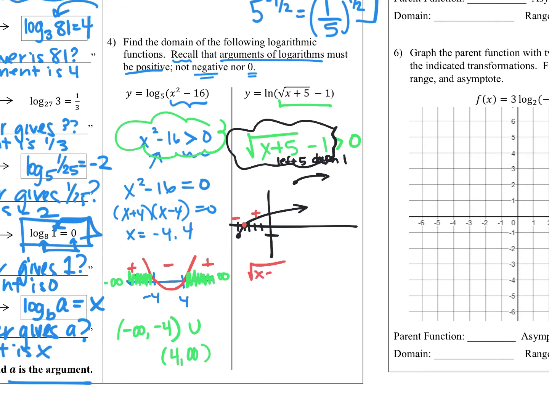Just to check, I can solve the equation and find the 0. Square root of x plus 5, plus 1 to both sides, plus 1, plus 1. That's going to be equal to 1. If you square both sides, that's x plus 5 equals 1. Minus 5, we get x equals negative 4. So that point where they change signs is going to be at negative 4, because again, that's the 0.